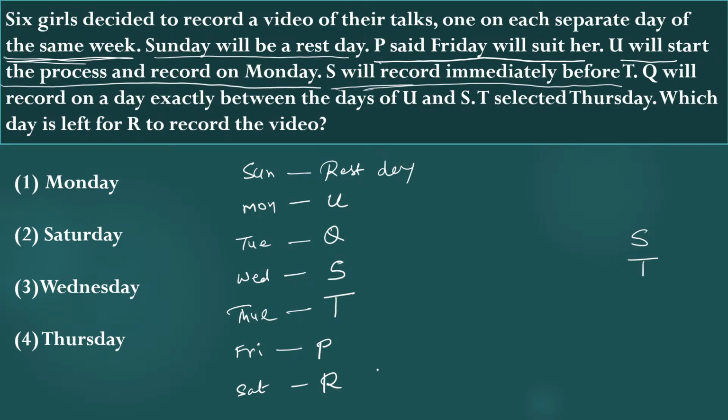All right, see the question. What is the question? Here one more piece of information is there: T selected Thursday. No need for that information, because without it we can allot T to Thursday. So what is the question? Which day is left for R to record the video? The only day left for R is Saturday. Okay, option 2 is correct. Okay, right.